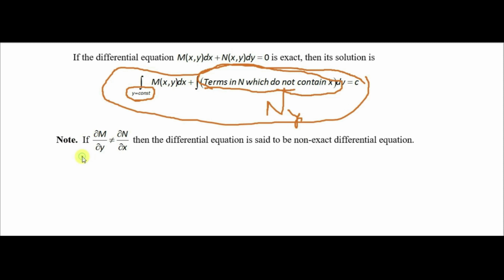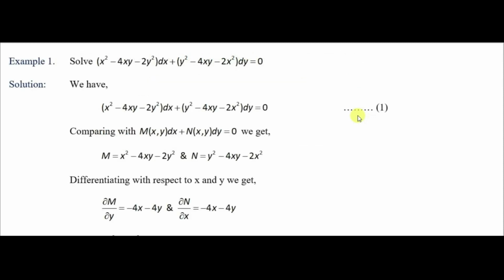Here is a note which I already told you. If this condition is not satisfied, then the equation is said to be a non-exact differential equation. So we have to remember only the condition for an exact differential equation, and if the equation is exact, how to obtain the solution. The condition is del M by del y equal to del N by del x, that is the condition of an exact differential equation, and if it is exact, then we use this formula to obtain the solution. So by using this procedure, we solve some examples of exact differential equation.